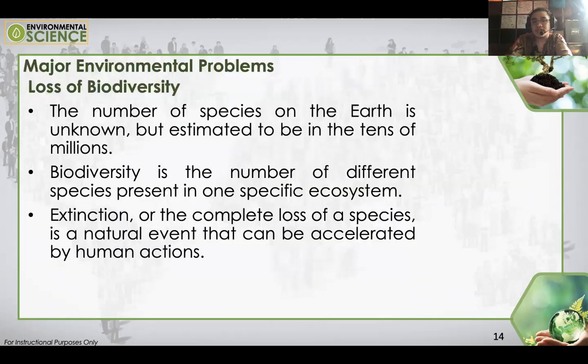Second issue is loss of biodiversity. The number of species on Earth is unknown but estimated to be tens of millions. Biodiversity is the number of different species present in one specific ecosystem. Extinction or complete loss of species is a natural event that can be accelerated by human actions.